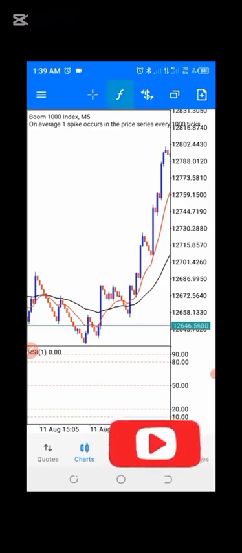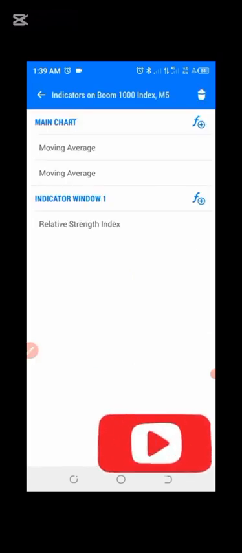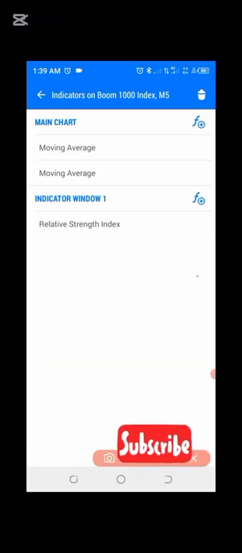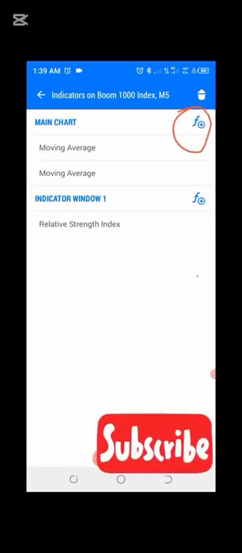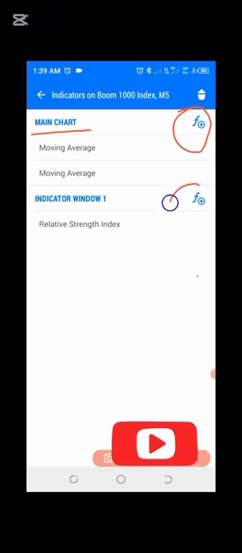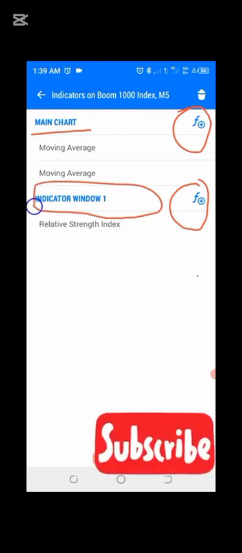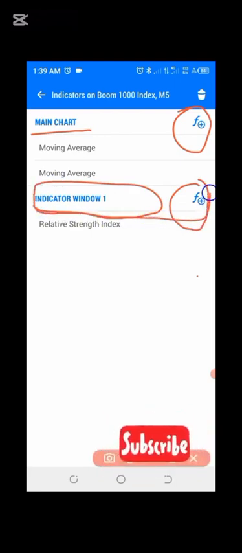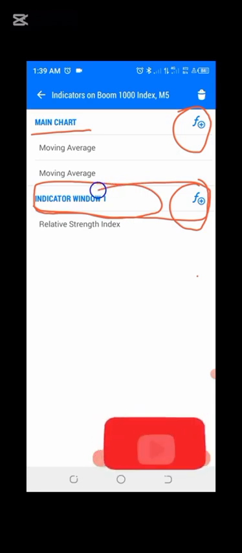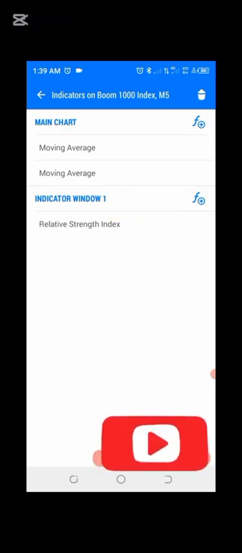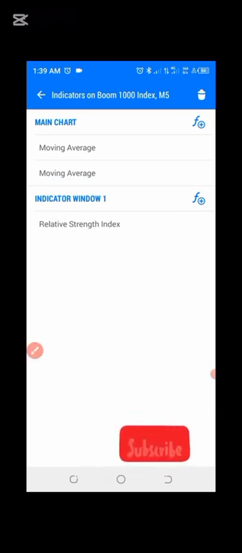So you click on this F plus again. Now you are not using this F plus here at the main chart. You are using this F plus here at this indicator window 1. Take note, guys. Click on this F plus here.